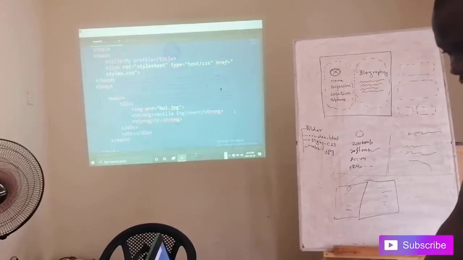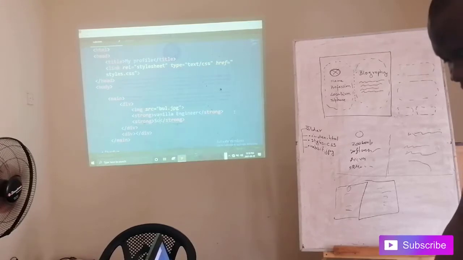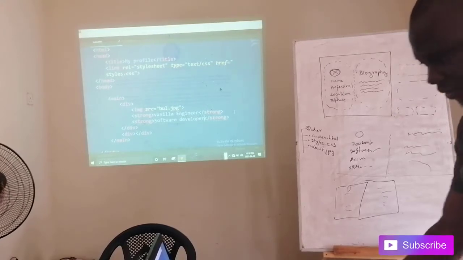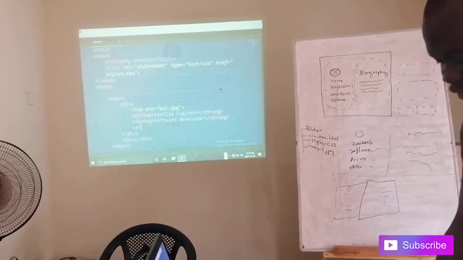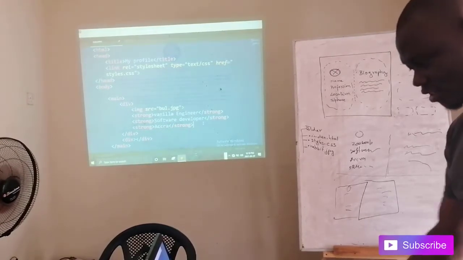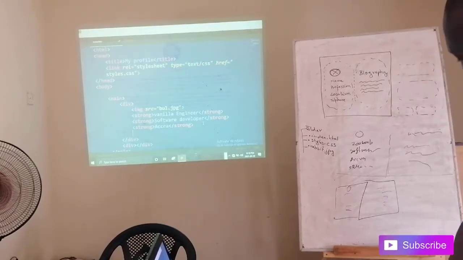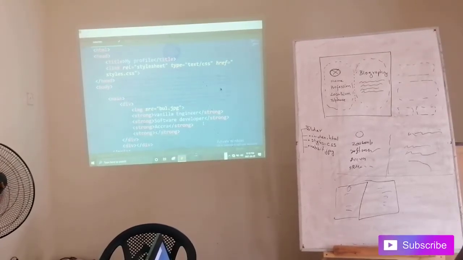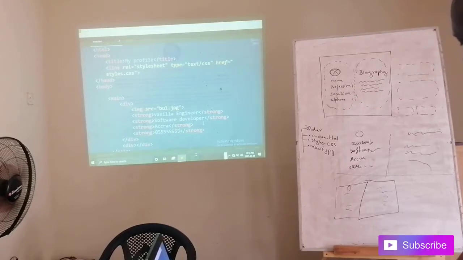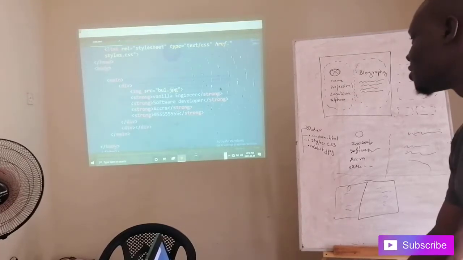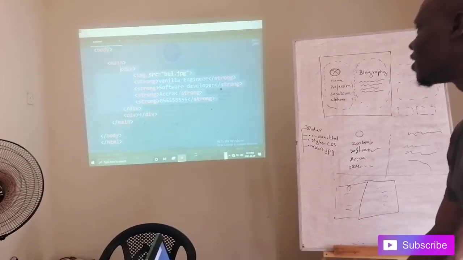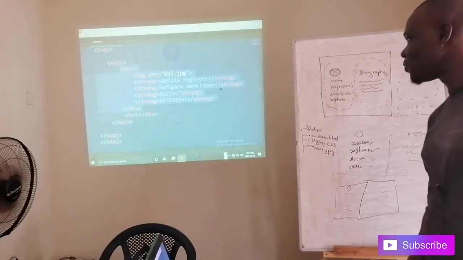So profession. So that's software developer or web developer. So I create another strong. Okay, location, I write Accra. Then I add another strong for the telephone number. And then the telephone number, I'm going to write 05555 55555, something like that. So in the first div, we have this. That gives us our first section. Okay.